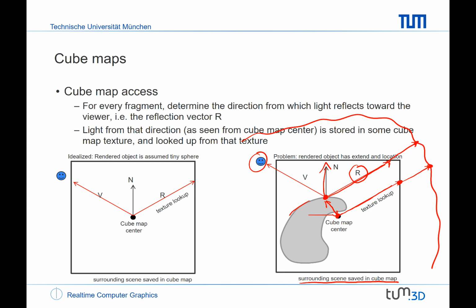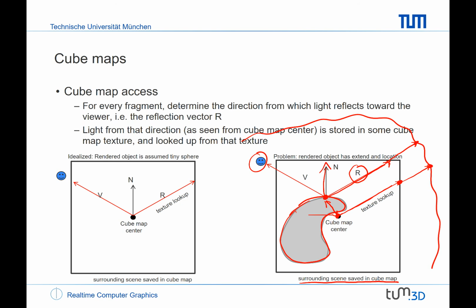And that is a problem of the cube maps, because the cube map is generated under the assumption that the object is a very, very small sphere centered at the cube map center. This means if we now use the cube map in order to determine what is seen along a reflection vector, but for an object which has a spatial extent and is translated away from that cube map center, then we will obtain the wrong reflecting environment point.